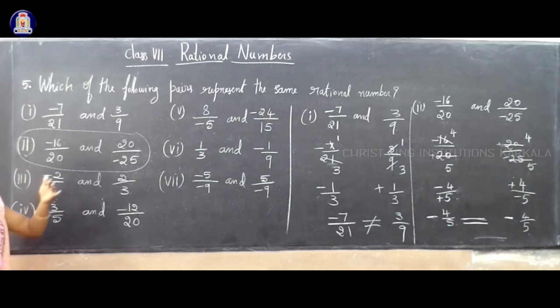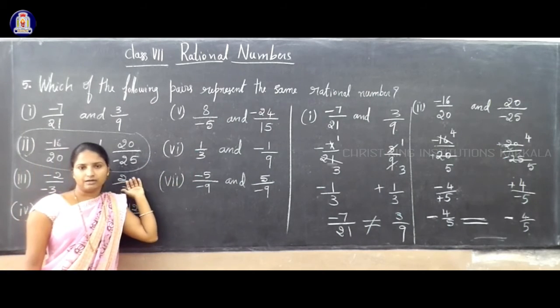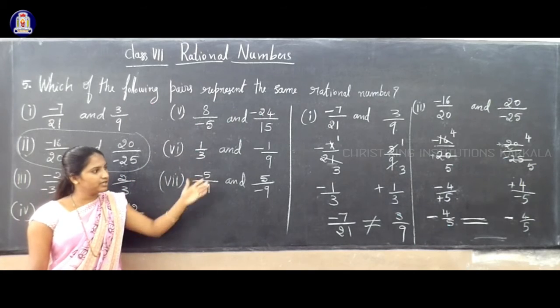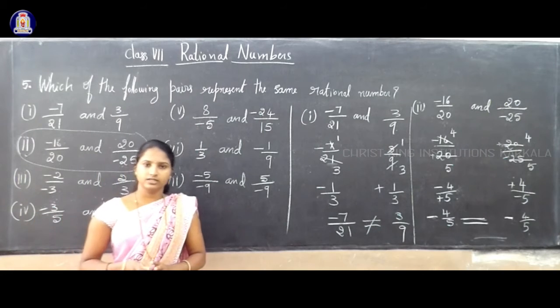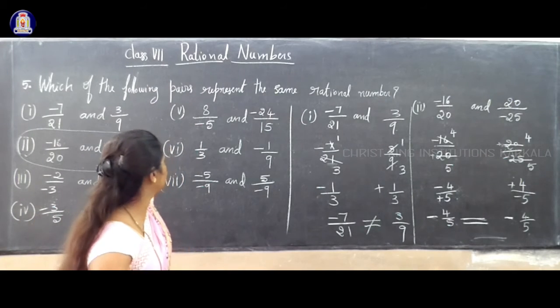So what do we have to do? We have to simplify the numbers. Clear? If you simplify the terms, we will find whether the given pair of numbers are the same or not. Okay. Now we will see the third question.